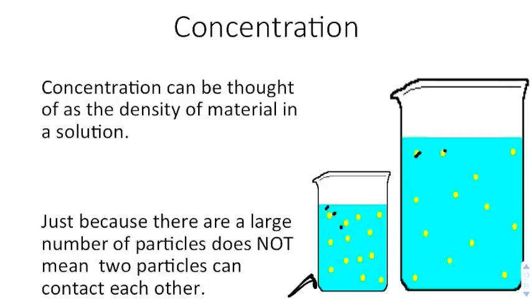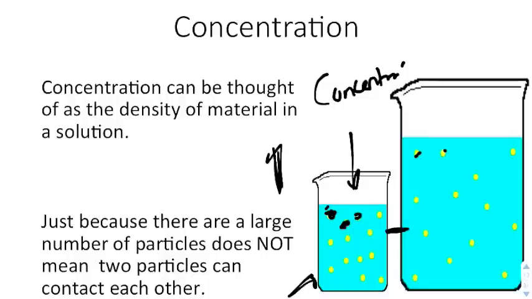But if you were to look at this particular solution, it is way more concentrated. In other words, the density of these solute particles per volume is much, much greater. Even though they have the same number, this one has the same number in a smaller space. So because of that, the concentration is really high here, and the concentration is really low here. This we would call a concentrated solution. This we would call a diluted solution.